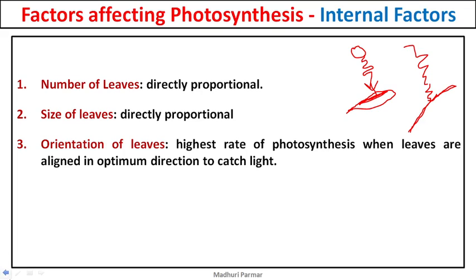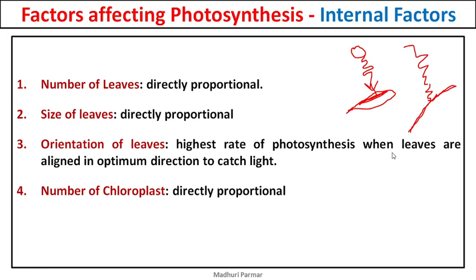The highest rate of photosynthesis occurs when the leaves are aligned perpendicularly, in the optimum direction to catch light. This you must also have heard in the case of auxin. When we discuss plant hormones, auxin, you will know that the shoot of the plant tries to move towards sunlight so as to get more and more light, and when more light falls onto the plant, it will do a lot of photosynthesis.